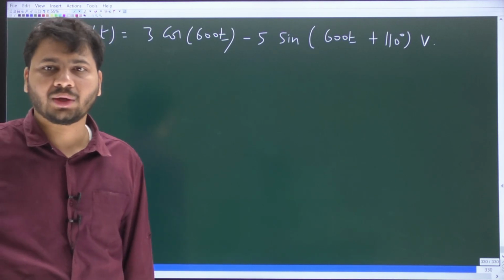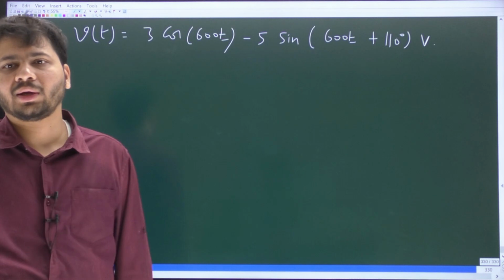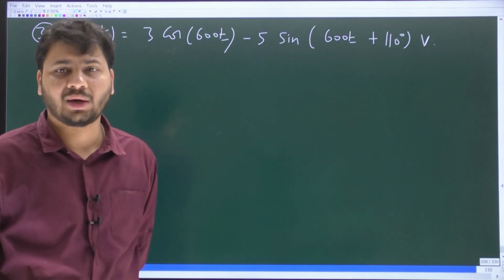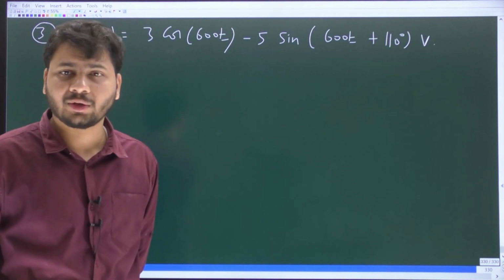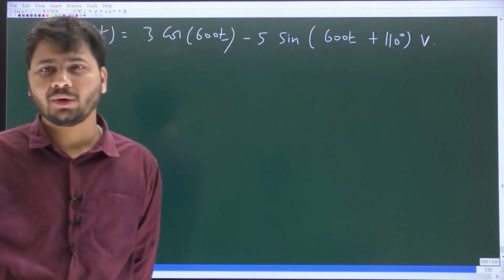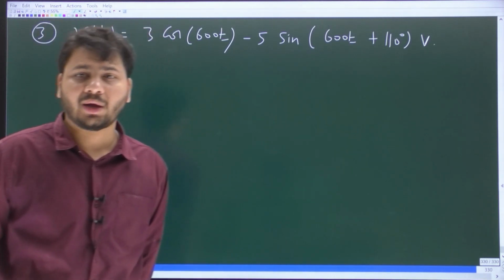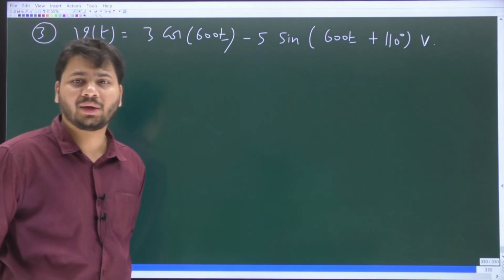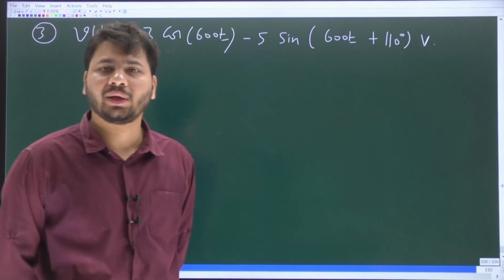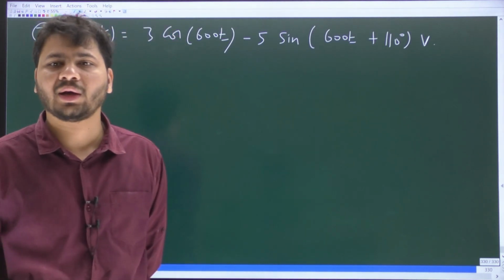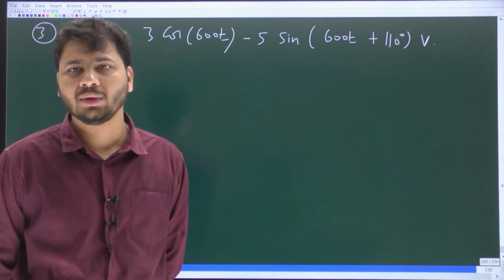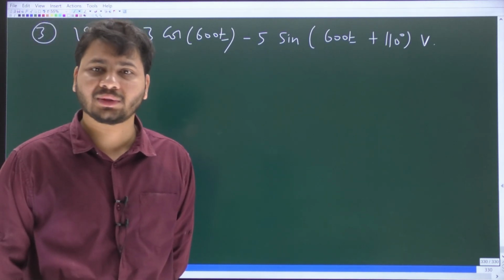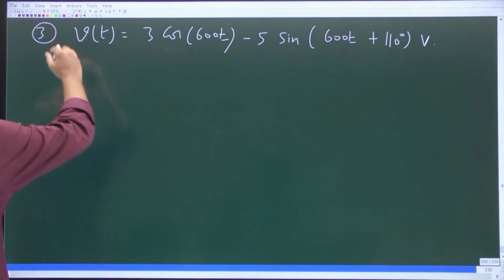So this voltage consists of 2 terms. First is 3 cos 600t. Next we have 5 sin 600t plus 110 degrees volts. In between the 2 terms you have minus. What we can do is directly convert each individual term into its corresponding phasor. What is the first term? 3 cos 600t. First of all, this 3 cos 600t can be written as 3 cos 600t plus 0 degrees. Yes or no? Look at this.